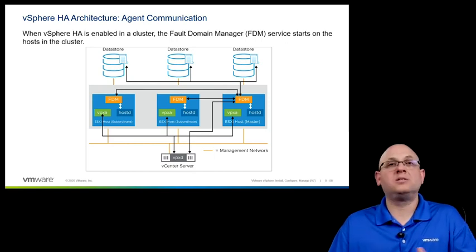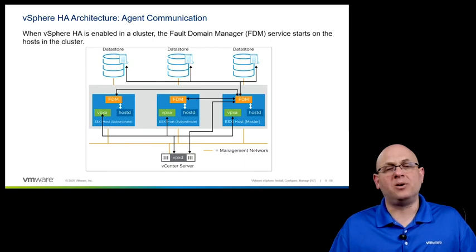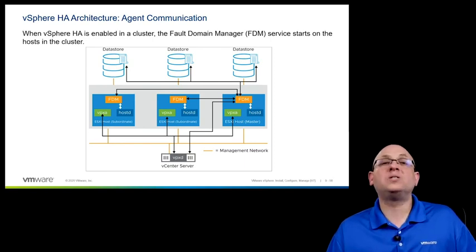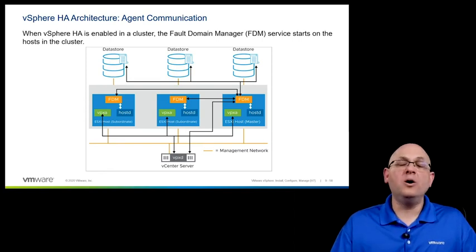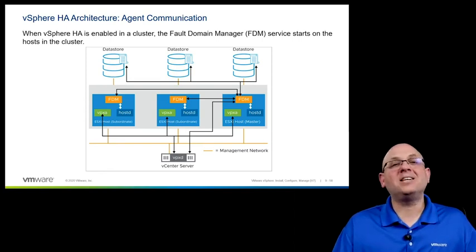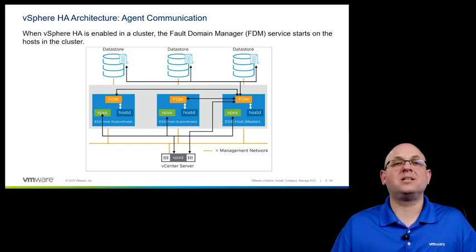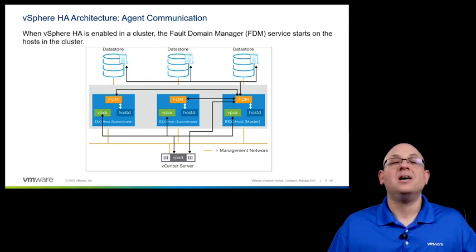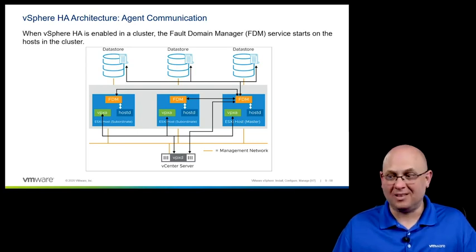So we have master hosts and subordinate hosts. Now, who actually becomes the master host? How do we know who has won the election? Well, it will be the host that has access to the most data stores. The host with access to the most data stores becomes the master. If there's a tie, then it's typically the first host that joined the cluster.